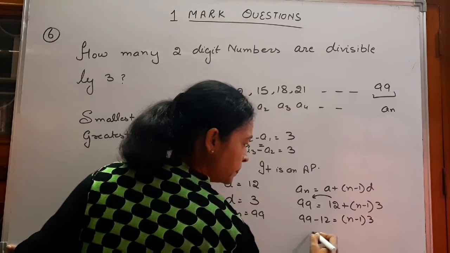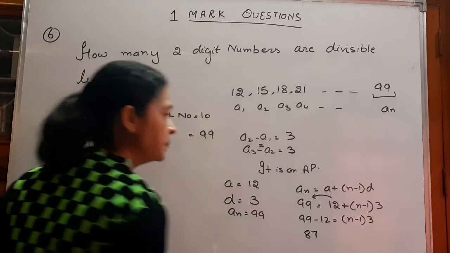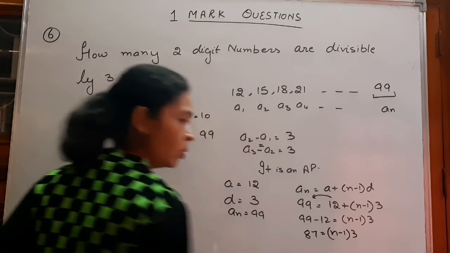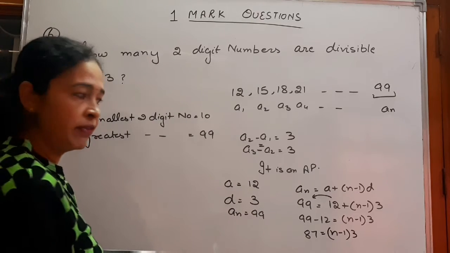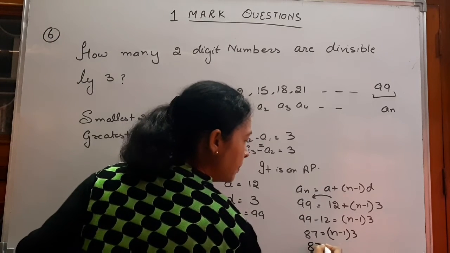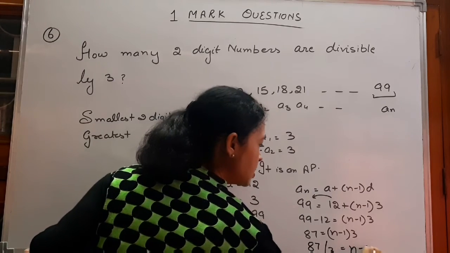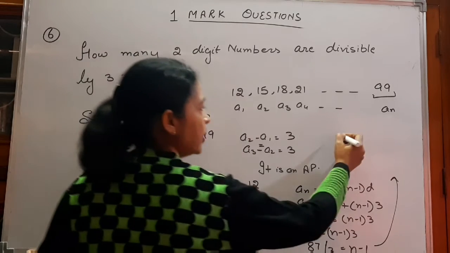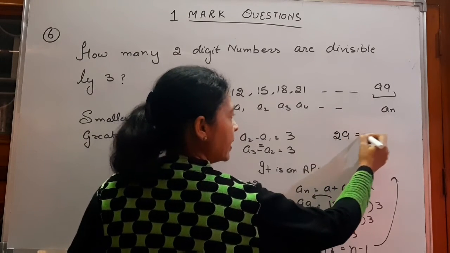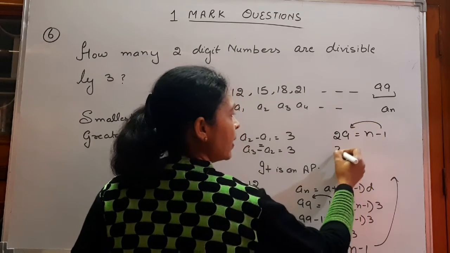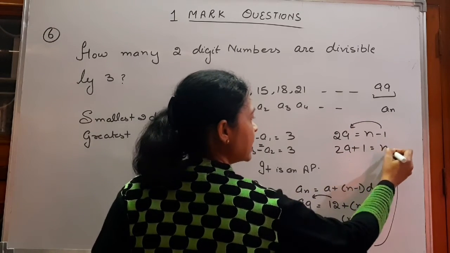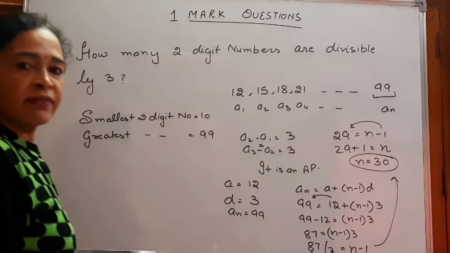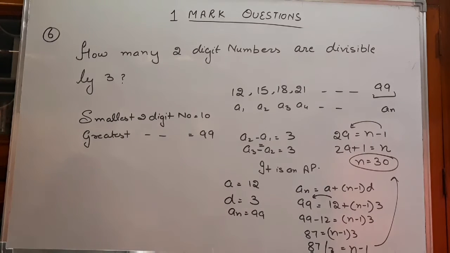99 minus 12 is 87 equals N minus 1 into 3. Now, taking 3 on the left hand side, 87 by 3 equals N minus 1. I am doing it here. 3 2s are 6 and 3 9s are 27. 29 equals N minus 1. And what is the value of N? 29 plus 1. That is, the value of N is 30. We have 30 terms which are divisible by 3 and are of 2 digits.